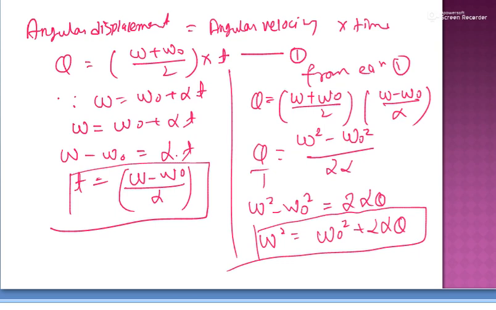Okay students, so students, here your topic of rotational motion is completed.